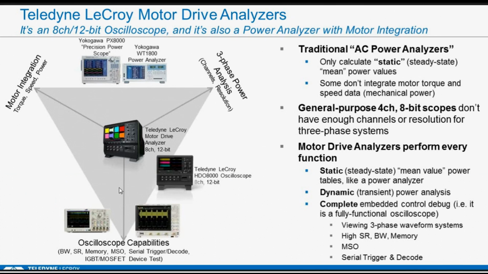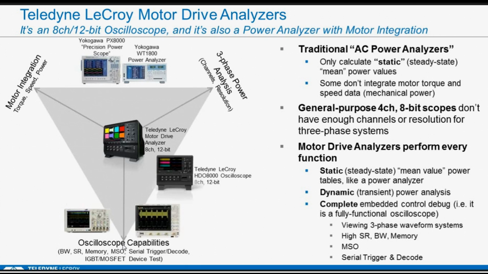So if we look at what the field looks like in terms of what a solution choice is, I've drawn a triangle here, and at the apex of each triangle is some characteristic that's needed. So for instance, at this apex, three-phase power analysis is often needed. For that, you need a sufficient number of channels and a good enough resolution to accurately measure the power quantities. Then motor integration, the ability to get a torque or a speed signal in so you can calculate mechanical power off the shaft, is very important for some people.